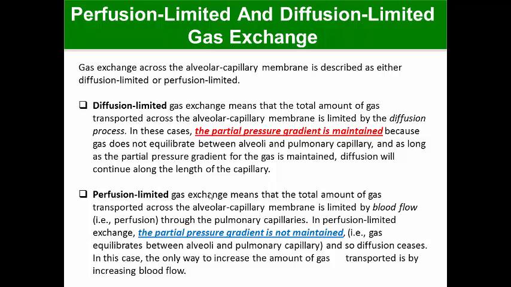In such case, the partial pressure gradient is not maintained. Why? Because the gas gets equilibrated between the alveoli and the pulmonary capillaries. So diffusion stops because there is no more pressure gradient. Why? Because the gas equilibrates somewhere along the pulmonary capillaries. So now the only way to increase the amount of the gas which is transported across the respiratory membrane is to increase the pulmonary blood flow.